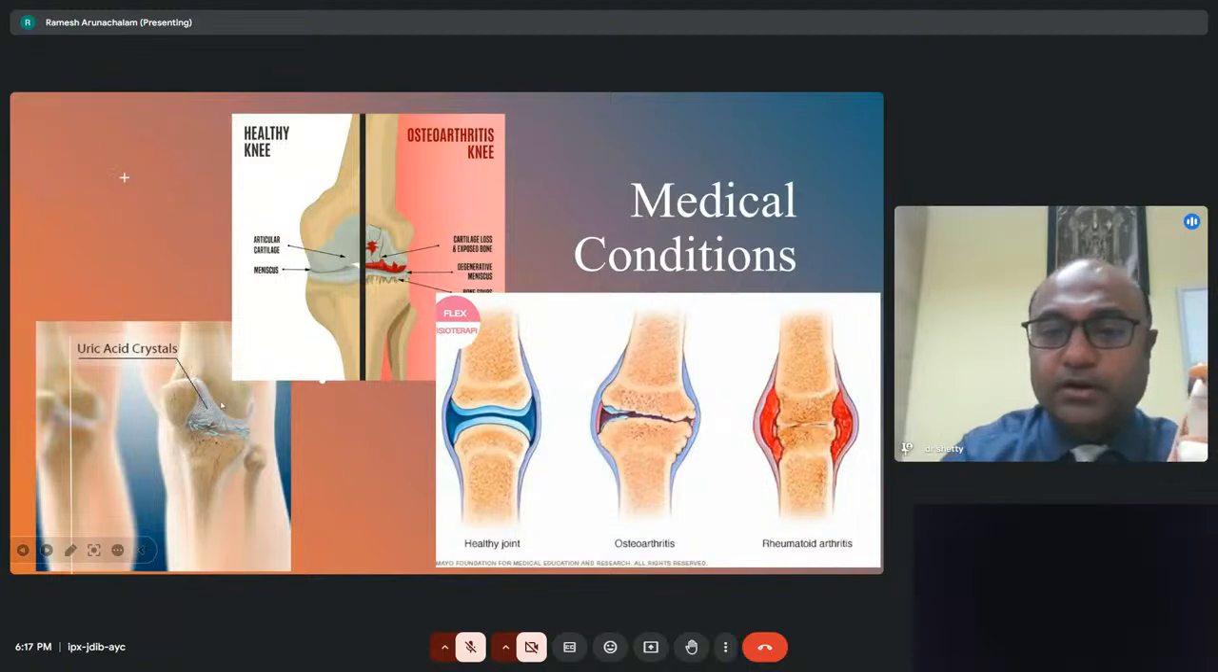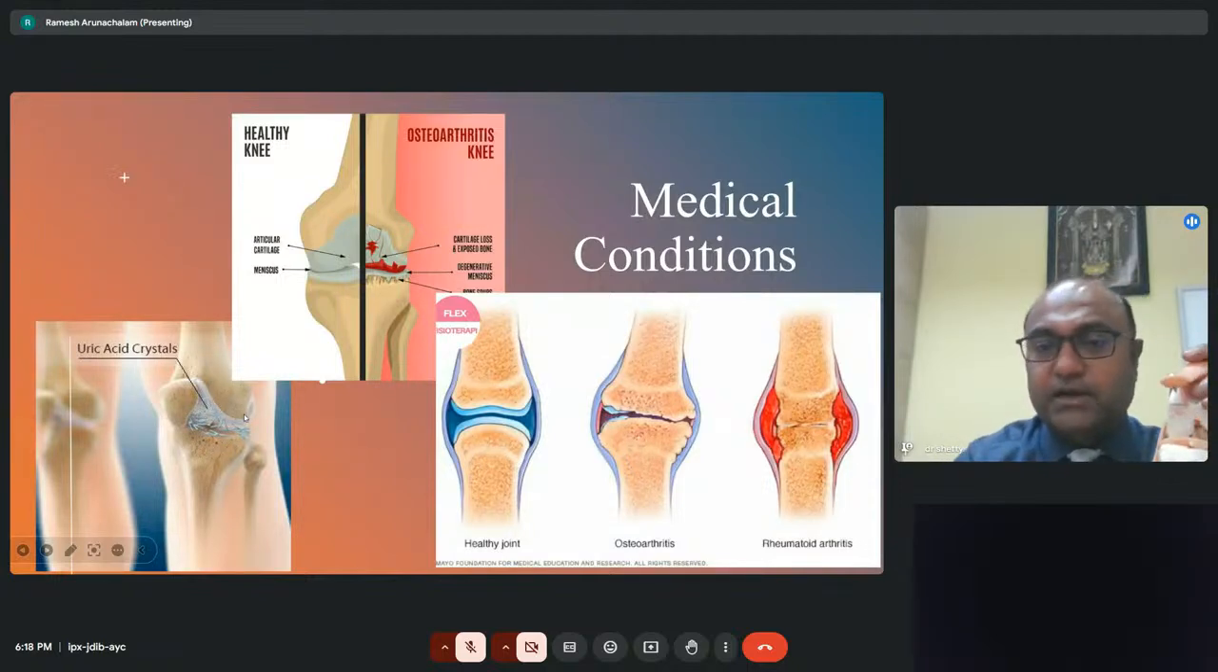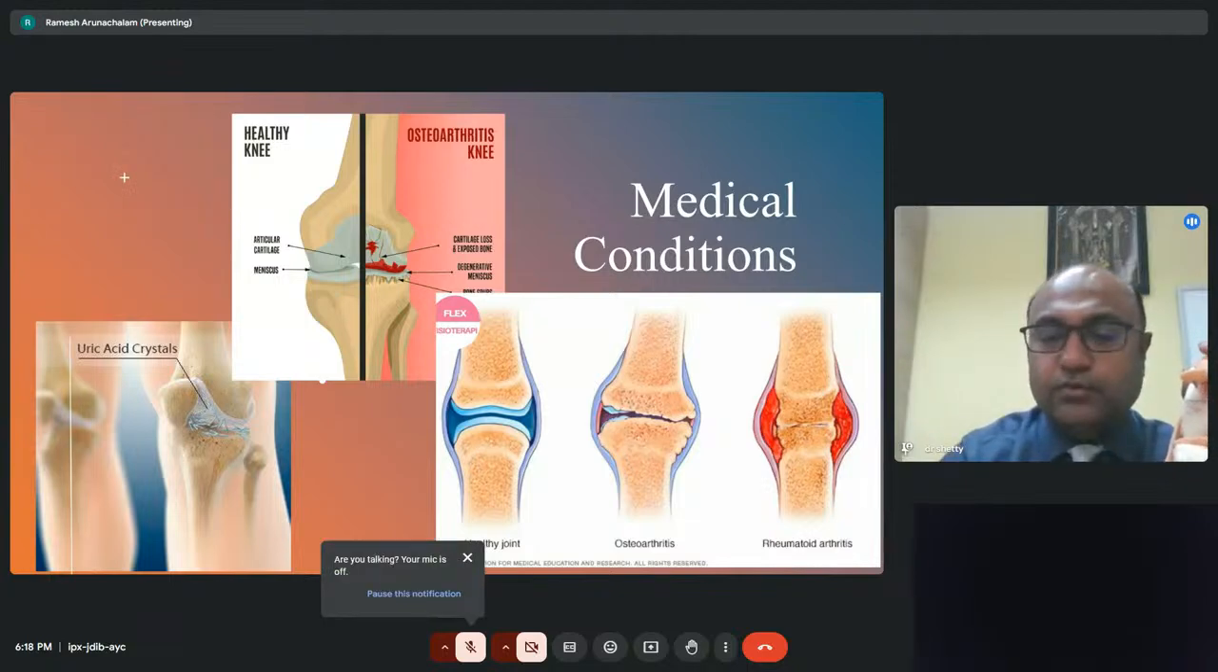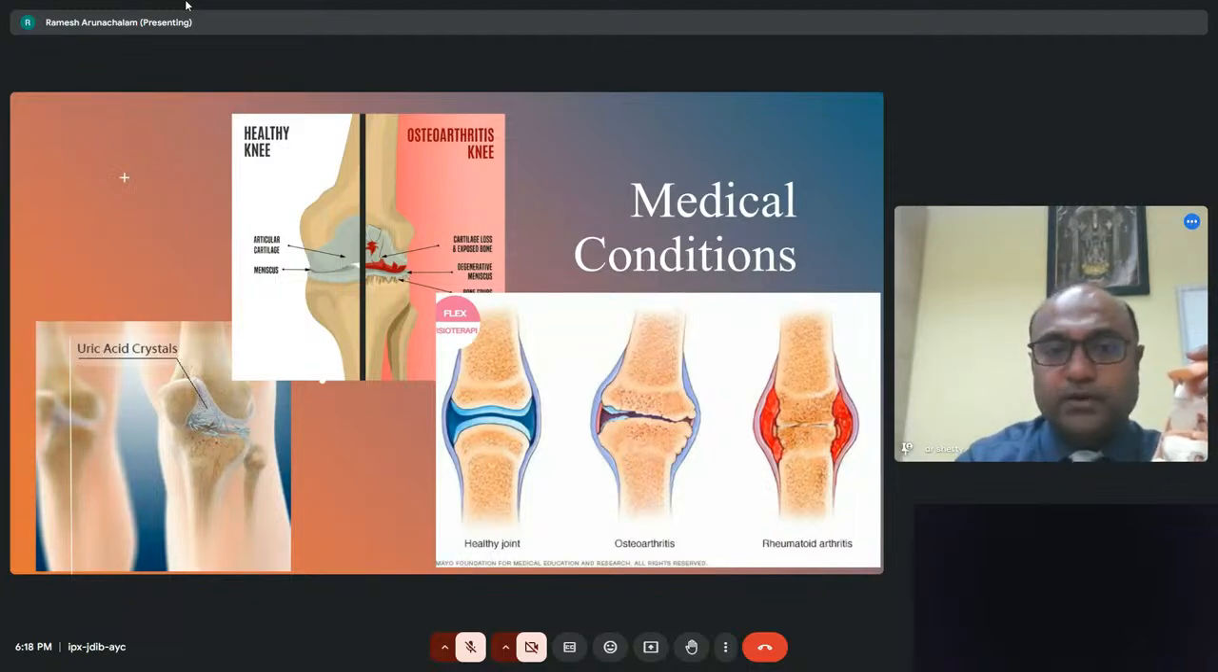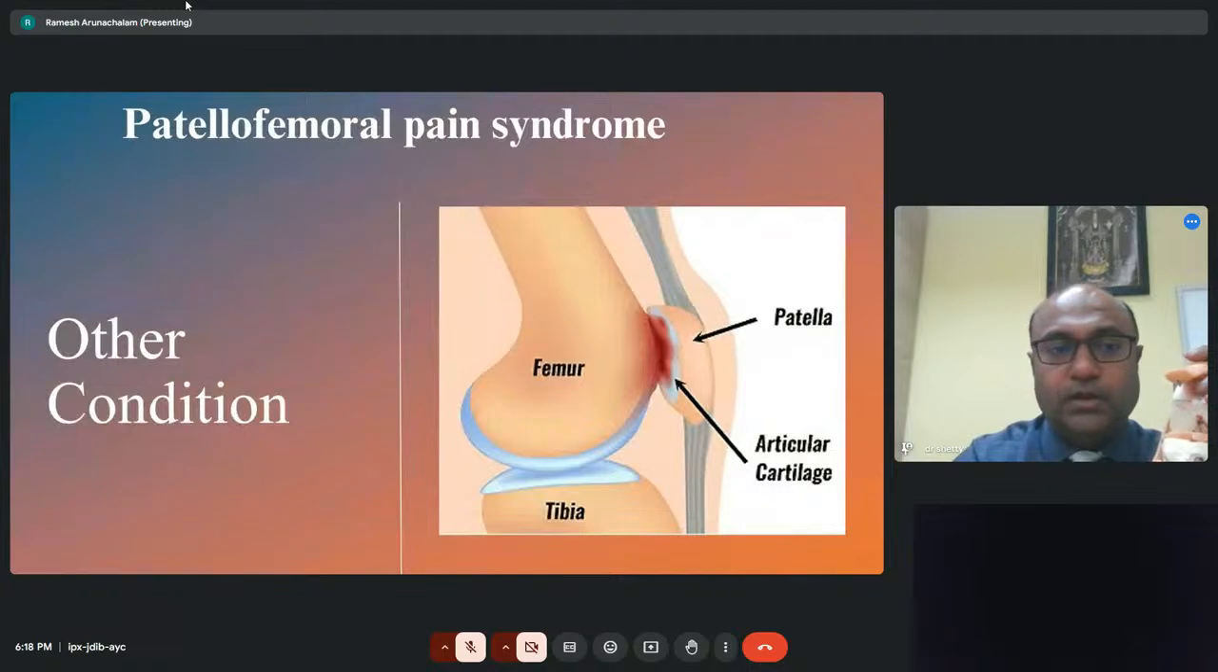This is also commonly called Sandhivat, where multiple joint pains happen. It is not only one joint usually. Osteoarthritis can affect only the knee joint. It can affect the hip and shoulders and spine also, but osteoarthritis commonly affects the knee joint. If a patient has inflammatory arthritis, usually they'll have other joint pains also. Next slide.